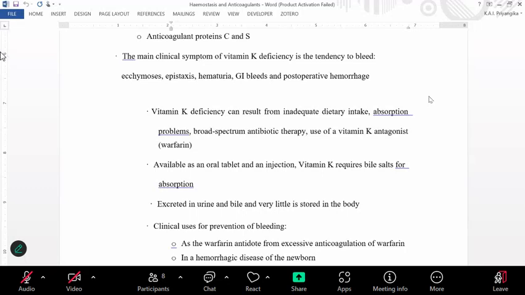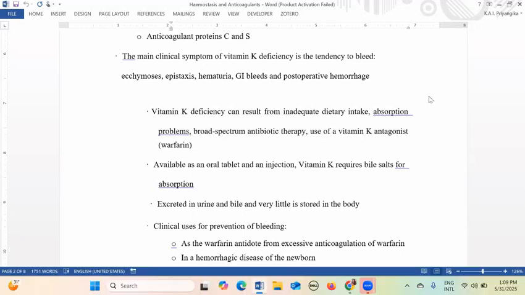Vitamin K deficiency can occur if the person is not taking enough dietary vitamin K, if he or she has any absorption problems, and if they are on broad spectrum antibiotic therapy, which can also affect vitamin K levels. Use of vitamin K antagonists like warfarin can also cause it, right? We will discuss warfarin at a later stage of today's lesson. What warfarin does is antagonize vitamin K, so if you use such a drug, vitamin K deficiency can happen through those drugs as well.